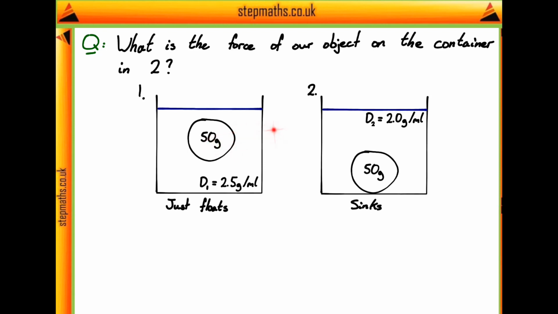Then we're told we take this ball out and we put it into a second fluid, which has a lower density of 2 grams per millilitre, and here it sinks. So the ball is going to sink through the fluid until it lands against the bottom of the beaker, at which point it's going to have some force from the beaker pushing back up on it, and some buoyant force due to the liquid. So what the question asks us is, what is the force of the object on the container in our second scenario here?